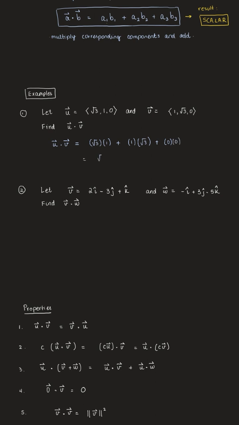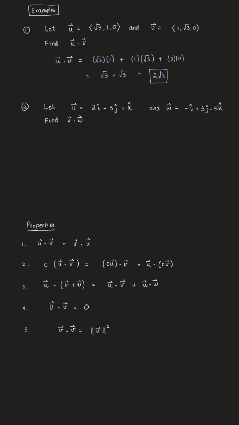So this gives us the square root of 3 plus the square root of 3 plus 0, and the dot product is 2 root 3, and notice that this is actually a scalar, just a real number result. Okay, let's do another example and then we'll discuss some properties of the dot product.